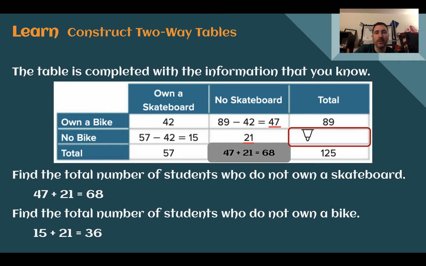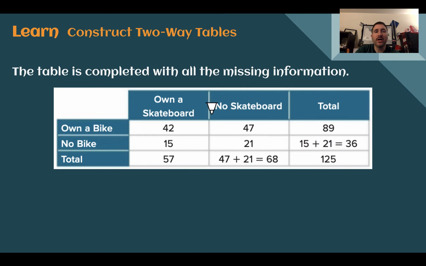For our no bike row, we can see 15 people here have no bike. 21 more people have no bike. So adding those together, 15 and 21, 36 people do not own a bike. Now our table is filled in and we have all of our missing information, which is the first thing we're going to need to do because likely after that you're going to need to answer some questions.